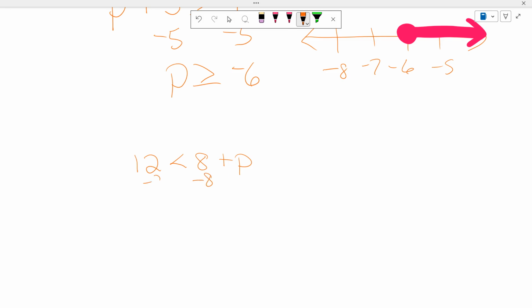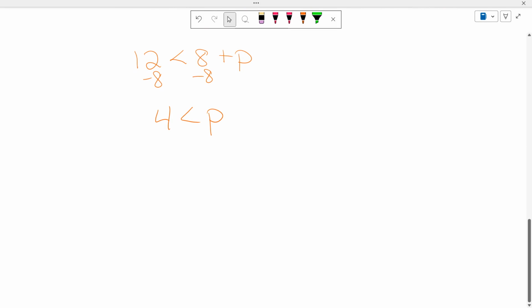Subtracting 8 from both sides. So 4 is less than P. But I do not like my answer like that, because my P is on my right. I want my P on my left. So to get P on the left, we just do what? You flip everything.